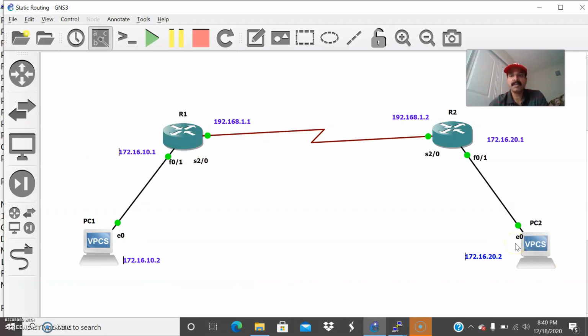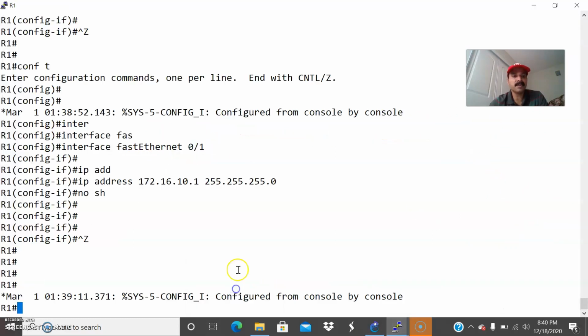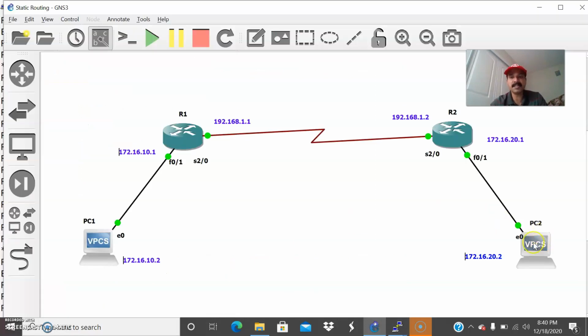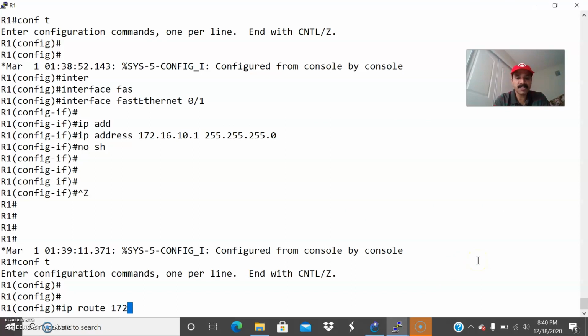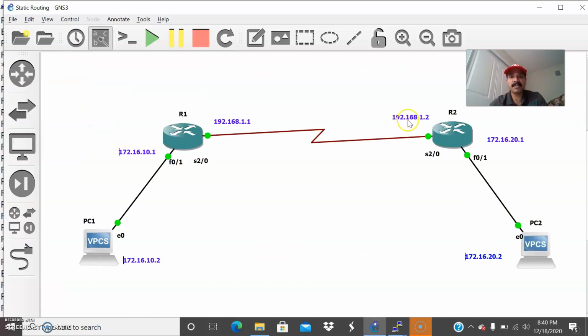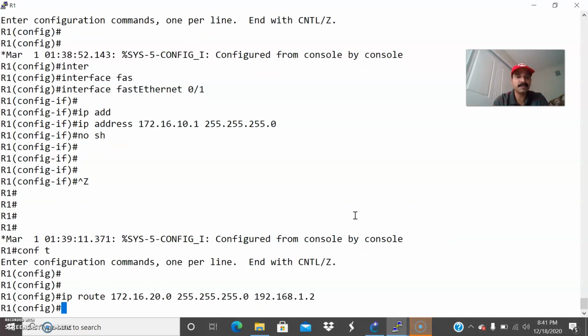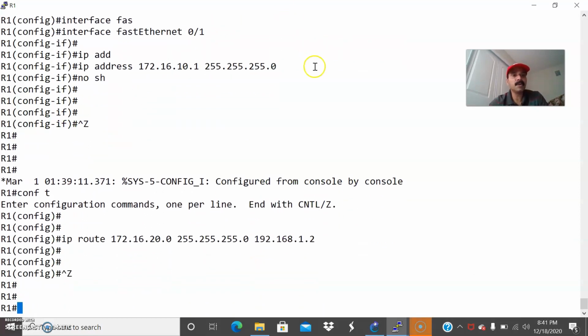IP addresses. And the second step, I need to configure the static routing. From the R1 perspective, this network will be the remote network. So first I have to configure the static route. Go to the configuration mode, ip route followed by the destination network, that is 172.16.20.0 followed by the subnet mask. The subnet mask is 24-bit, followed by the gateway. This is the gateway to reach the PC2 network, 192.168.1.2.